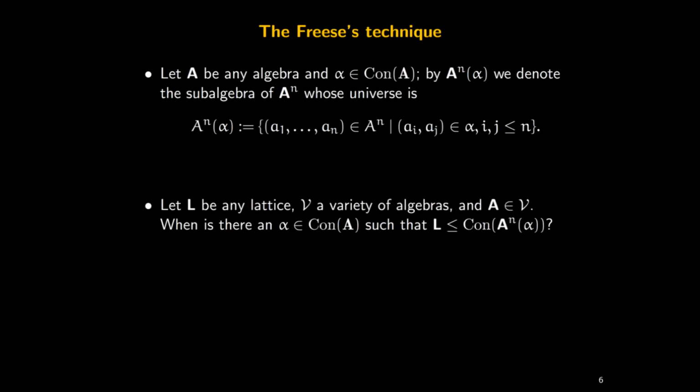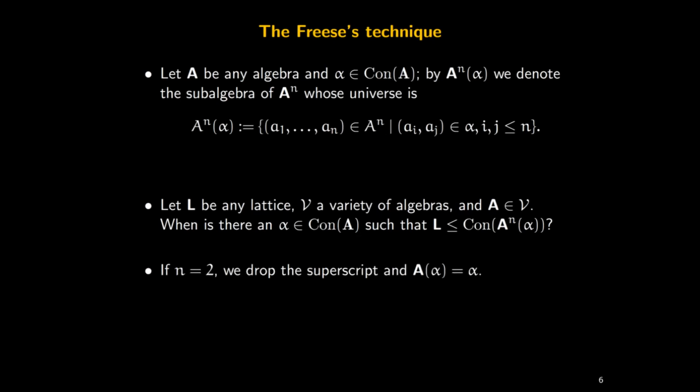And so the first question that we want to investigate is, for a given lattice and a given variety in general, let's take A in the variety, when can we build such a power of the algebra such that L is a sublattice of the congruence lattice of, let's call it, this synthetic algebra. So the algebra that we built in the variety using a given congruence of the original algebra. So this is what we wanted to investigate.